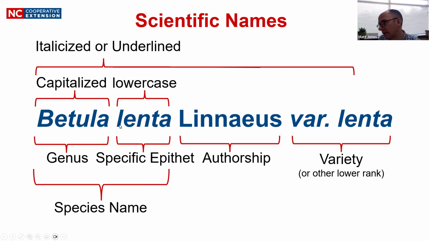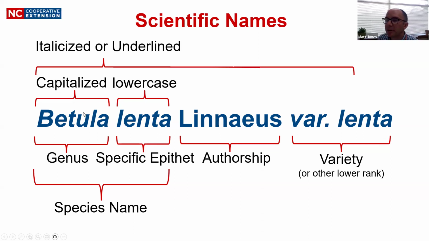Many times, not always, of course, but many times the specific epithet can be descriptive. So you might see alba, which means white, or grandiflora, like Magnolia grandiflora, for example, means large flowers. So often, but not always, the specific epithet can be descriptive of the genus name.